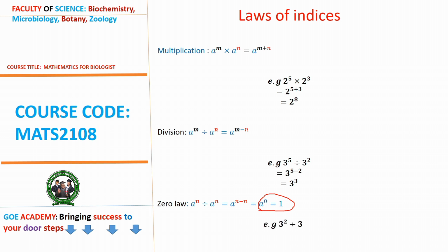For example, if you have 3 raised to the power 2 divided by 3 raised to the power 2, then it's going to simplify to 3 raised to the power 2 minus 2, which is 3 raised to the power 0, which is equal to 1. Any number raised to the power 0 is always equal to 1. Even if you have 1 million raised to the power 0, the value will always be 1.